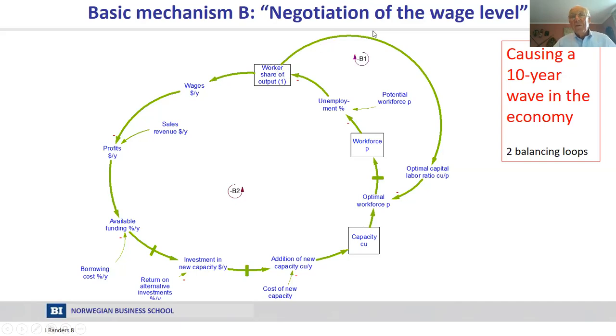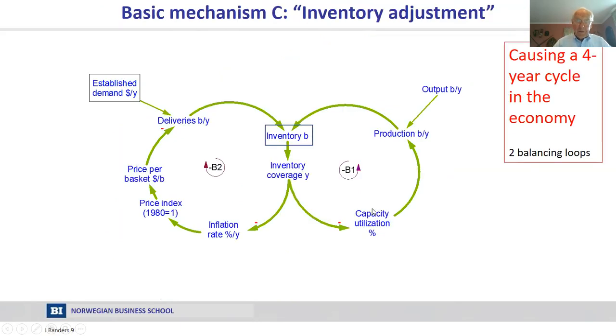And the other negative loop that does the same is the one that says that when workers negotiate too strongly, the optimal capital labor ratio increases so that the optimal workforce goes down. The interaction between these two balancing loops is what we think cause the fundamental 10-year wave in the economy. I then move to the third reference mode, the 4-year cycle in the economy.